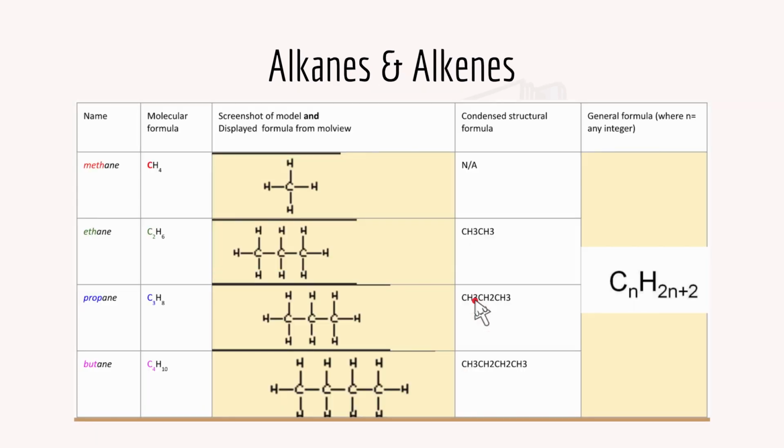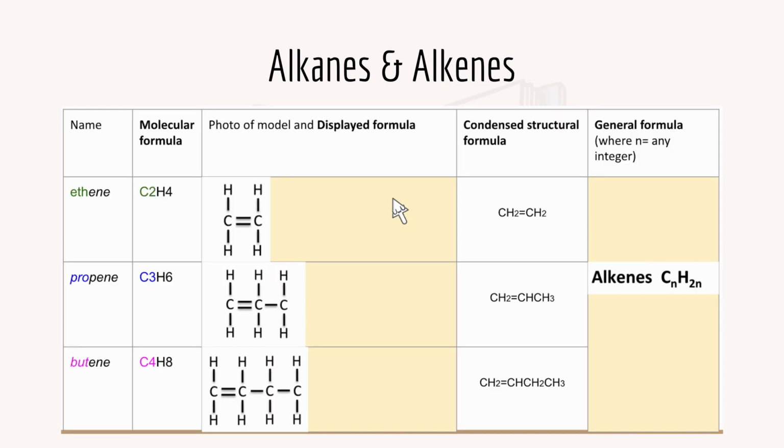Then we'll move on now to more alkanes and alkenes, where now we will focus on alkanes. You can see the molecular formula, name, the model or displayed formula, condensed structural formula, and the general formula, which is CnH2n+2, as we talked about in the previous slide. And then there's alkenes, which is up to butene.